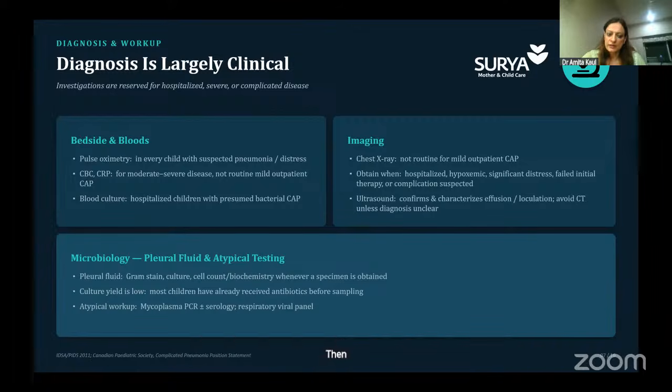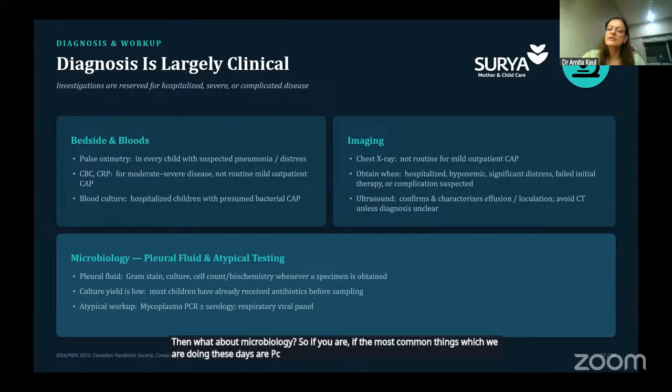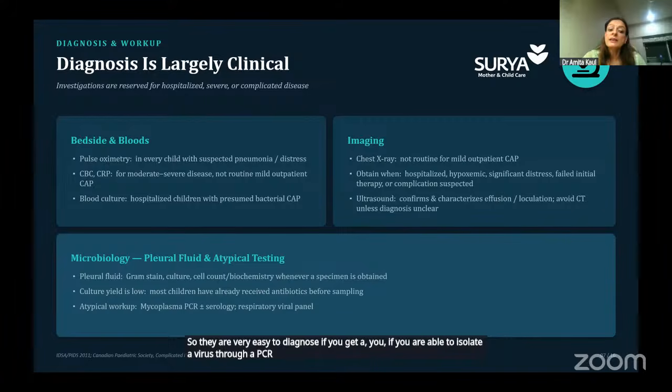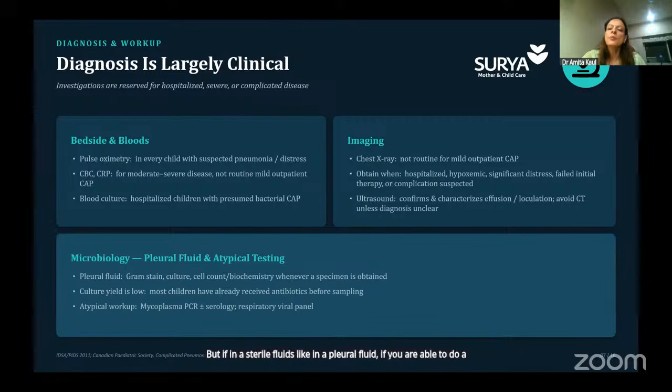Then what about microbiology? The most common things we are doing these days are PCRs. So we do nasal PCRs these days. Nasal PCRs are very good when you're diagnosing viral infections. Right now there's an epidemic going on in Pune. I don't know about Delhi. Influenza A, H1N1, RSVs are very easy to diagnose if you are able to isolate a virus through a PCR. But in sterile fluids, like a pleural fluid, if you're able to do a PCR, it gives you more information.